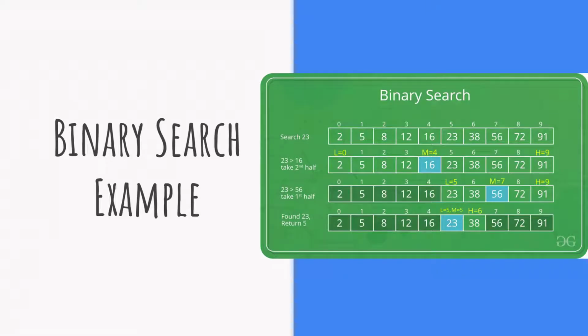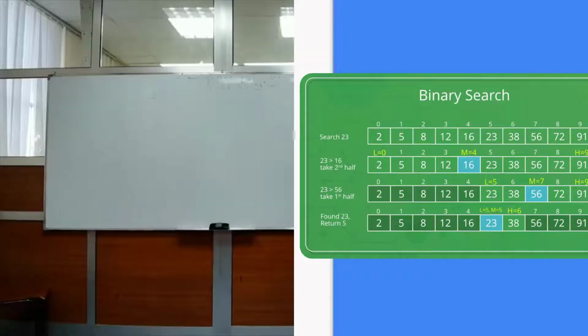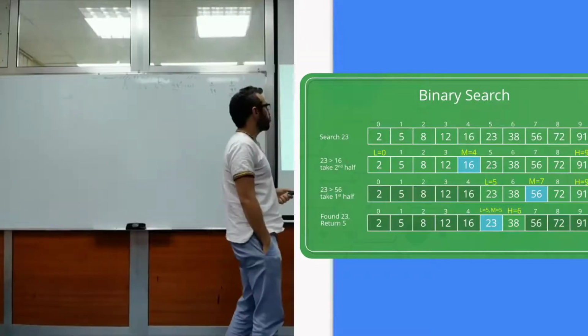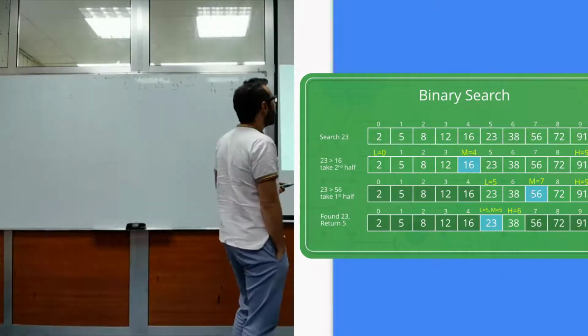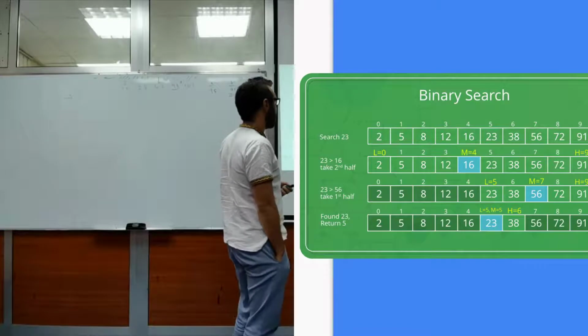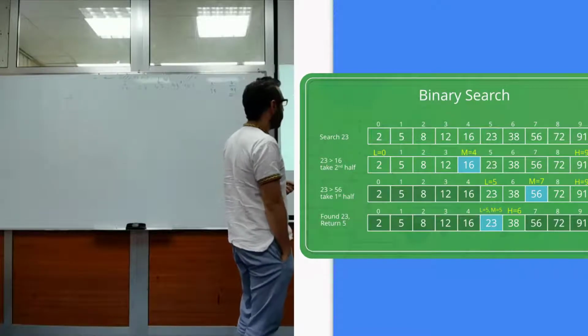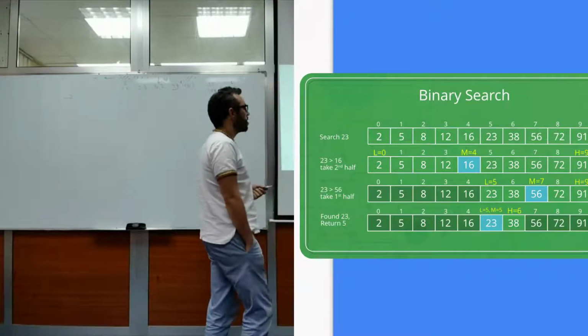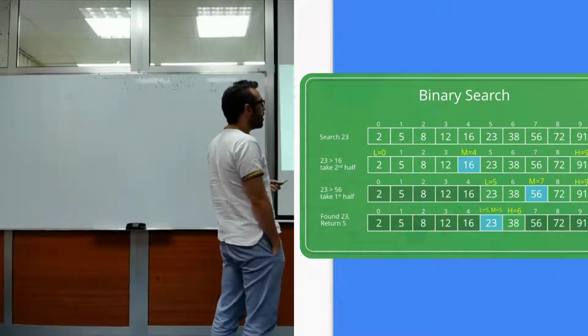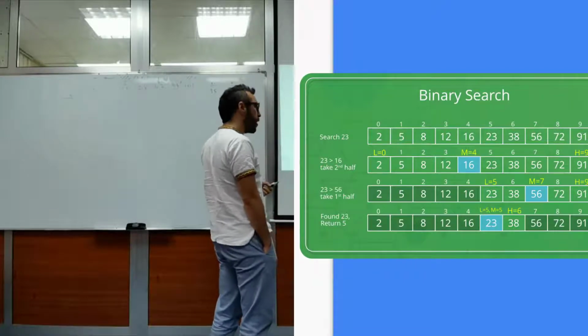Okay, so in order to make it very clear, let's also take a look at this example. As we said, to be able to run binary search, our array must be sorted. And here we are looking for value 23. We start from the middle, it is 16, therefore we go to the right. We know that 23 is greater, so it has to be in the second half.